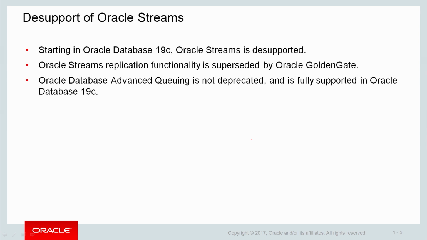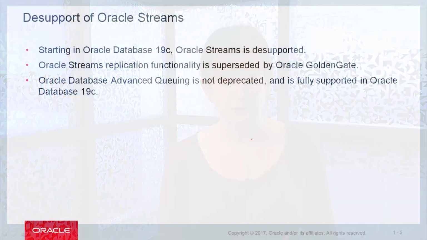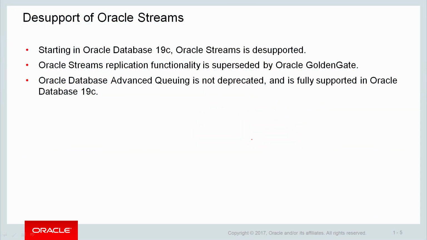Now let's look at some desupported and deprecated features that might affect your RAC databases. Starting in Oracle Database 19C, Oracle Streams is now desupported. It has been deprecated since 12.1. Its Oracle Streams replication functionality has been superseded by Oracle GoldenGate. We are, however, still supporting advanced queuing. So Oracle Database Advanced Queuing, which was there before Streams, is not deprecated and is fully supported in the Oracle Database 19C.